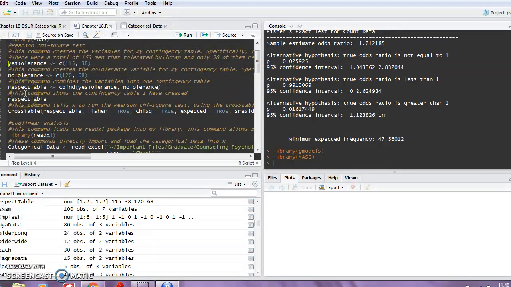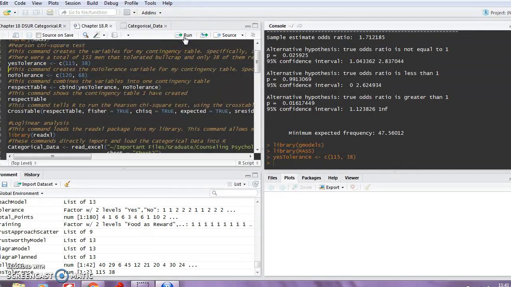So the first variable that I have is yes tolerance. This variable reflects the men who do tolerate bullshit from their partner and receive respect, and no respect, which I'll break down later. A total of 153 men tolerated bullshit from their partner, and only 38 of them received respect. So if you subtract 38 from 153, you get the remaining men who did tolerate bullshit but did not perceive respect from their partner. So I'm going to run that, and it creates our variable.